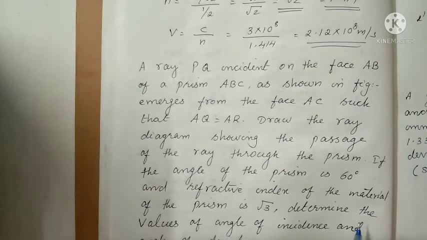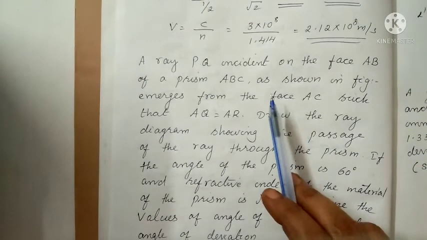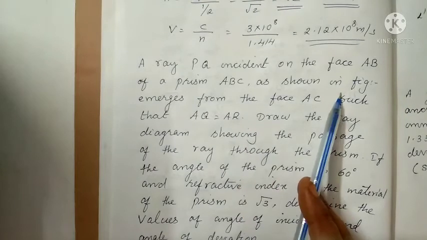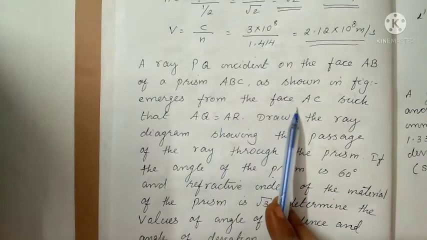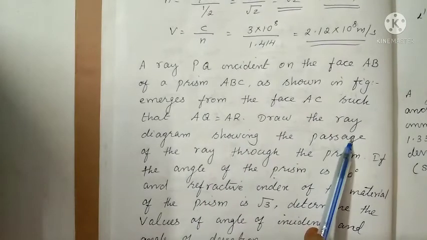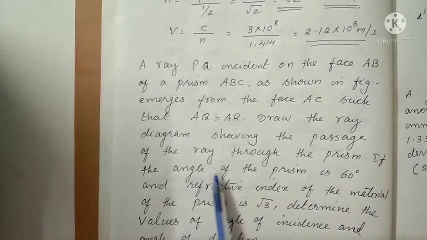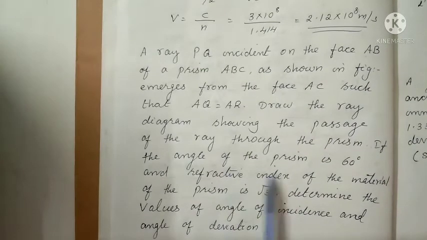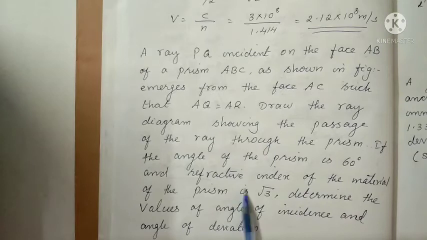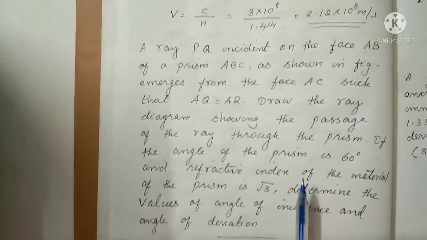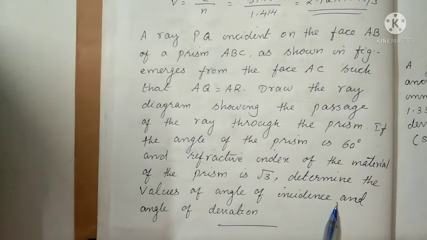Next question. A ray PQ incident on the face AB of a prism ABC as shown in the figure emerges from the face AC such that AQ equal to AR. Draw the ray diagram showing the passage of the ray through the prism. If the angle of the prism is 60 degree and refractive index of the material of the prism is root 3, determine the value of angle of incidence and angle of deviation.